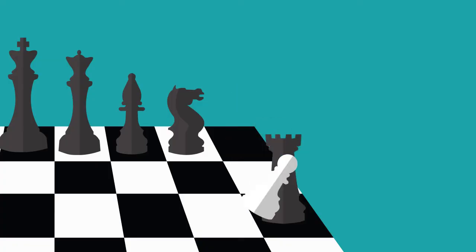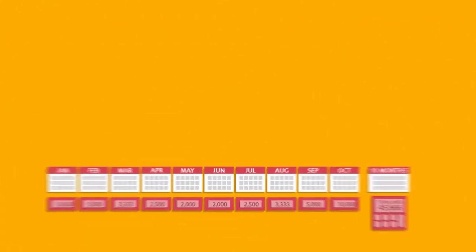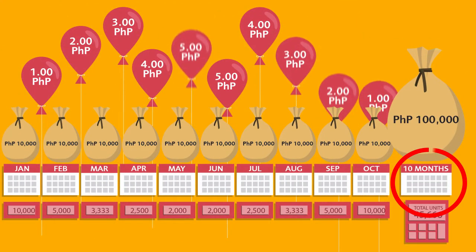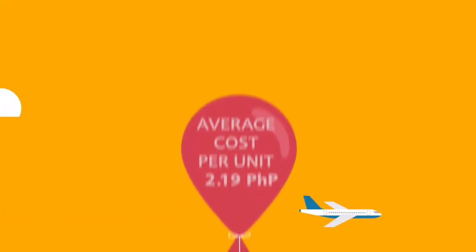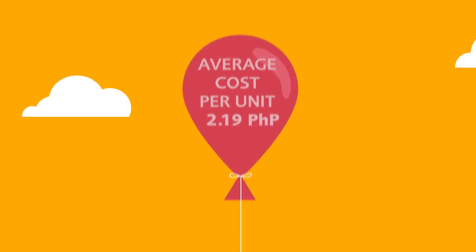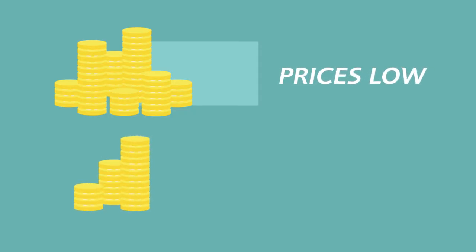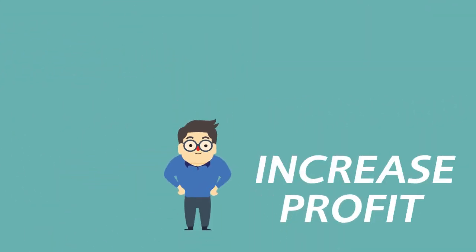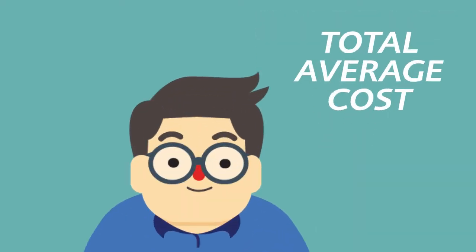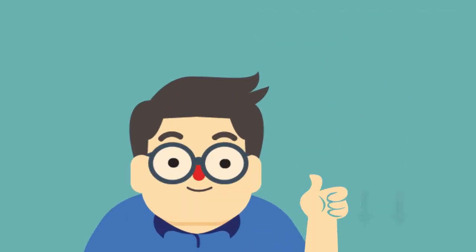Cost averaging is a strategy that involves investing a fixed amount of money on a regular basis over a period of time, regardless of the price per unit. Through cost averaging, investors who invest a fixed amount regularly are able to purchase more units when prices are low and fewer units when prices are high. This technique allows investors to increase profit because the total average cost is typically lower this way.